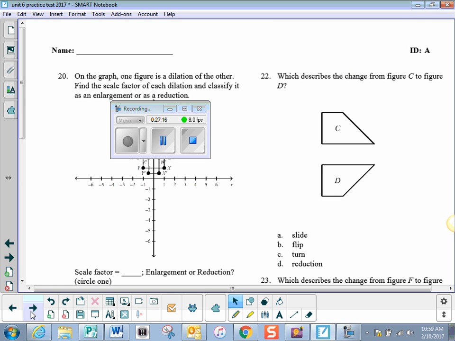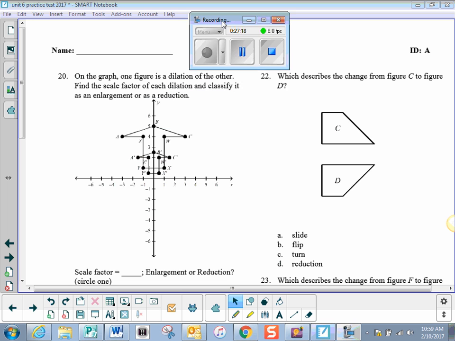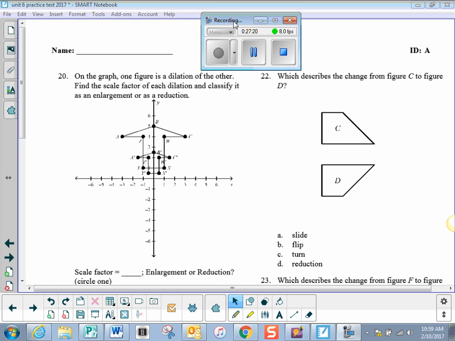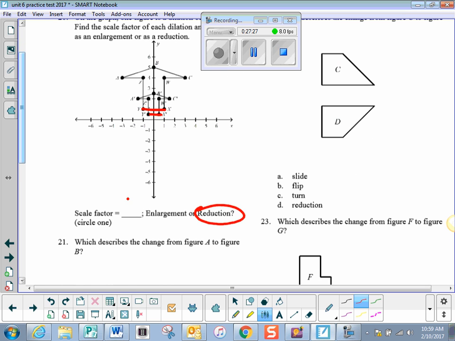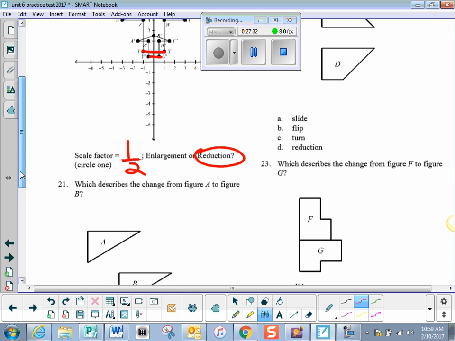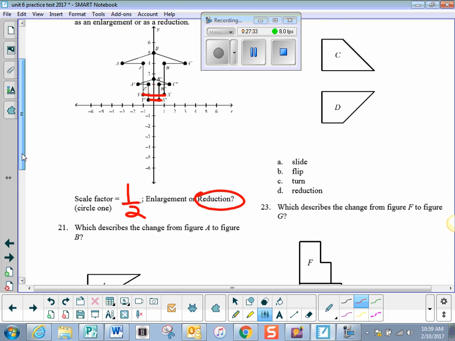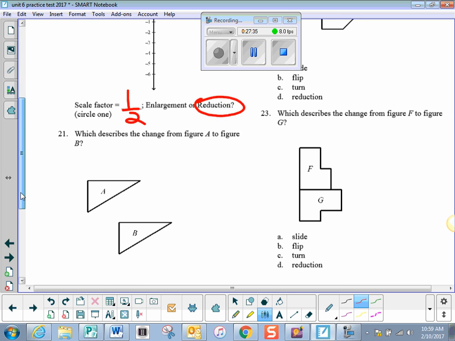On here, if this is a dilation, and this is 2 units wide, and this is 1 unit wide, the smaller one is half as big. So it was a reduction, and it was scale factor of a half. That's what I thought. I didn't see that reduction or enlargement thing there. Landon, stop.